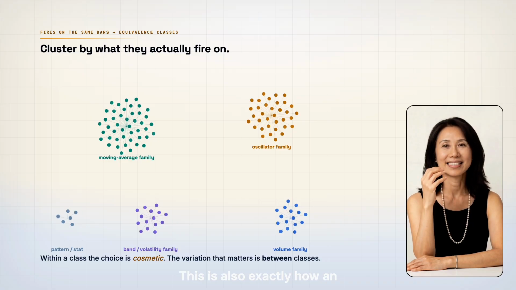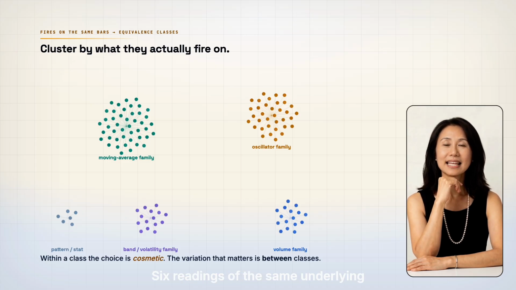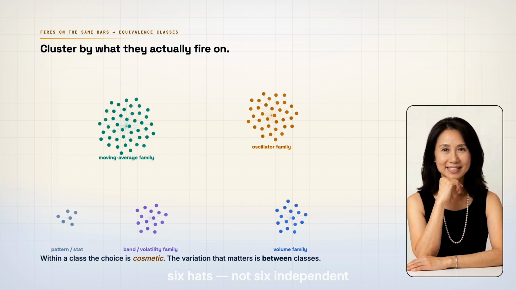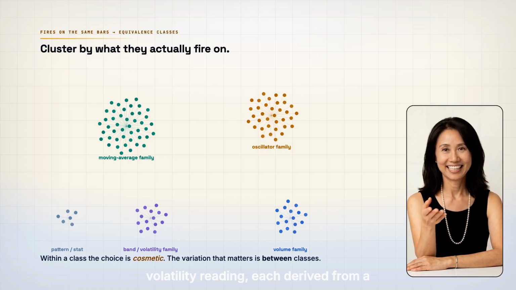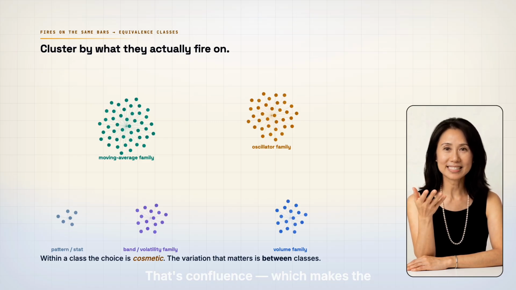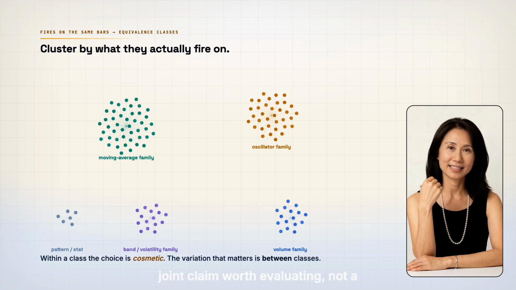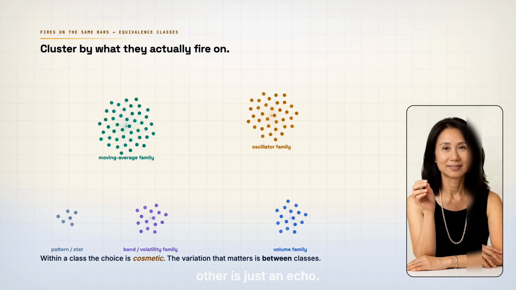This is also exactly how an indicator salesman hides. Stack 6 members of the same class on your chart, watch them all turn green together, and call it confirmation. It isn't. 6 readings of the same underlying average agreeing is 1 signal wearing 6 hats, not 6 independent witnesses. A statistically stronger reading comes from different classes agreeing. A trend reading and a volume reading and a volatility reading, each derived from a different feature of the data, all pointing the same way. That's confluence, which makes the joint claim worth evaluating, not a reason to act. 6 moving averages nodding at each other is just an echo.